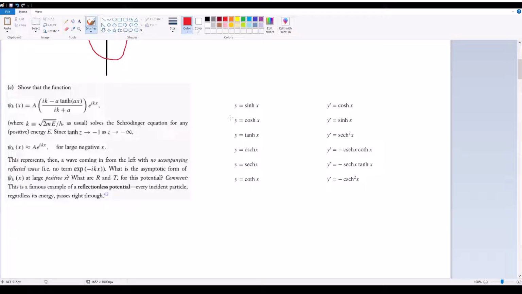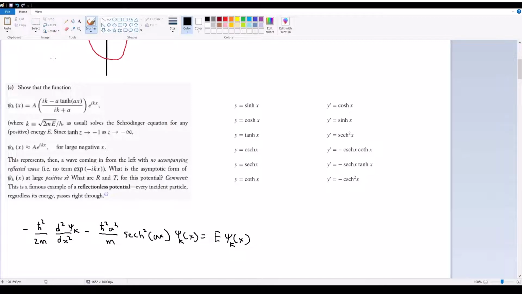So immediately, I'm tempted to just take the second derivative of this term, because I know that the Schrodinger equation looks like negative h bar squared over 2m times the second derivative of psi with respect to x squared, minus h bar squared a squared over m times hyperbolic secant squared ax times psi of x, is equal to E times psi. And I'm going to replace all the psi's with psi sub k's. So immediately I want to take the second derivative.